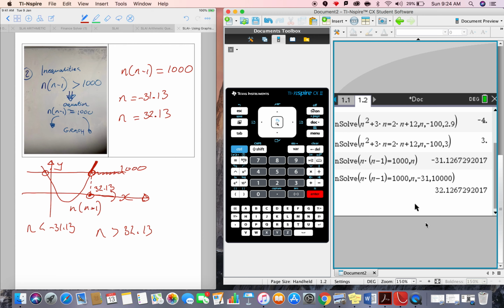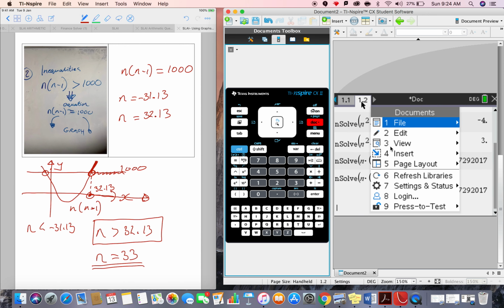Now, if this was a sequences series question, we'd concentrate on this positive value, and we need an integer, so n is equal to 33. We need the next value up. Okay, so N-solve can do that for you, but let's switch to a graphical approach again.